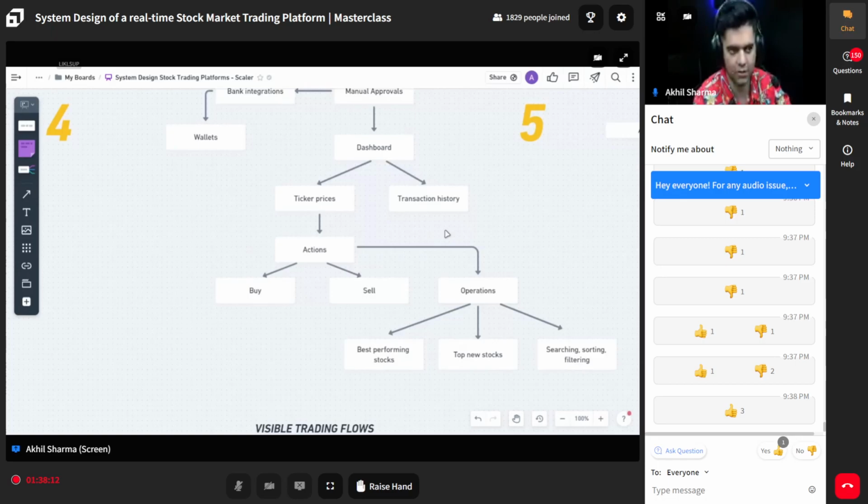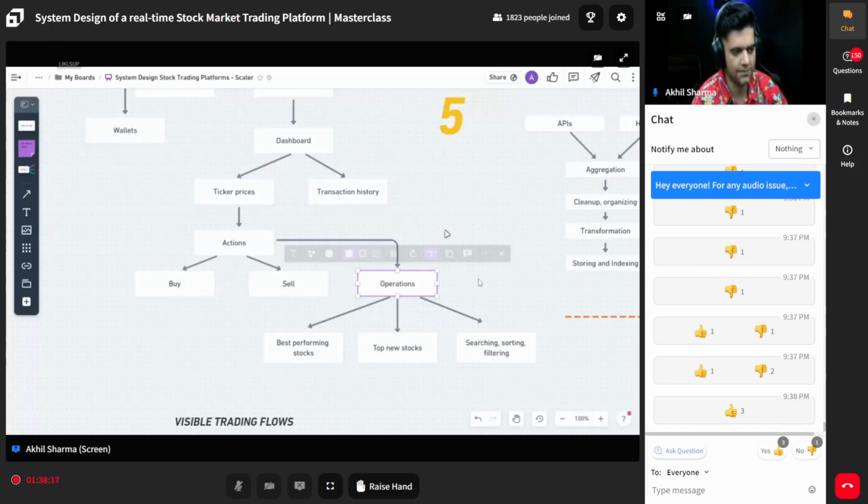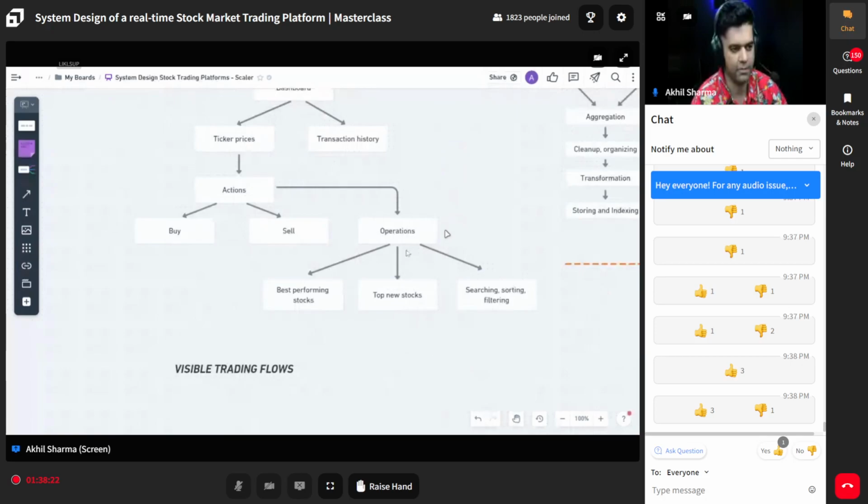Then you have actions. You can buy and sell. You have multiple operations: the best performing stocks, top new stocks, and searching, sorting, and filtering operations. You can perform basically all these operations. So these are the visible trading flows of your system.